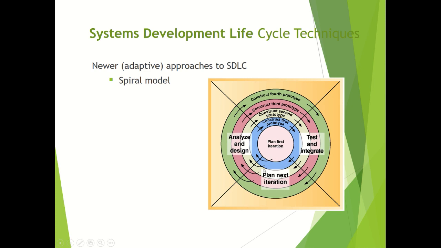So this is the spiral model where you will plan, then you will construct the prototype, then you will construct the second prototype. So with each prototype, what you are basically doing is improving with the help of feedback. So in each prototype, you are going through this whole circle, right? You will create the prototype, you will test it, you will integrate, you will analyze, you will design. So each phase you are actually going through it. So that much of improvement will happen to the whole development life cycle.